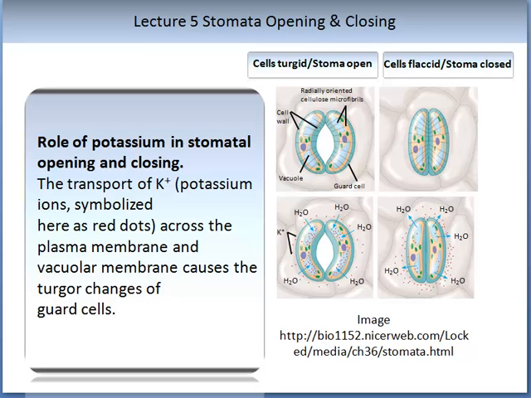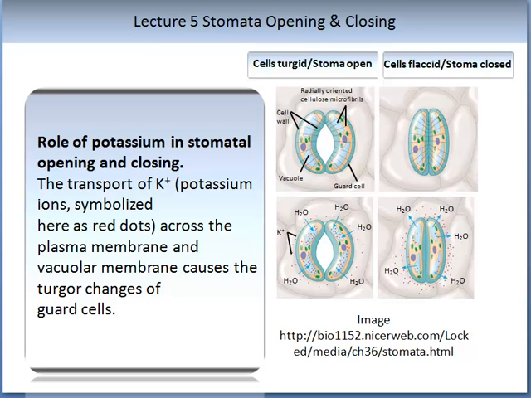The image on the screen shows both open and closed stomata. The open stomata are on the left-hand side and the closed stomata on the right-hand side. The bottom two images, both on the left and the right, show the movement of water. This is depicted by blue arrows. So as we learnt from the simple video, water is pumped in and out of the guard cells. When the guard cell is turgid or full of water, the stomata are open. When the guard cells do not have much water in them, they are said to be flaccid and are closed.